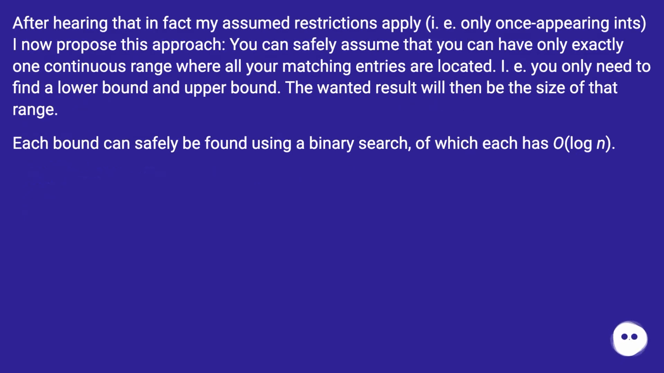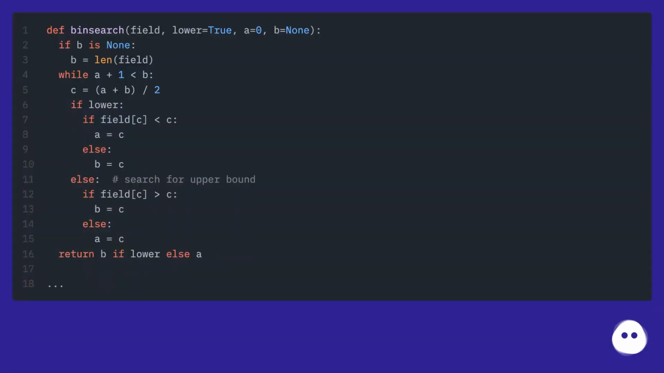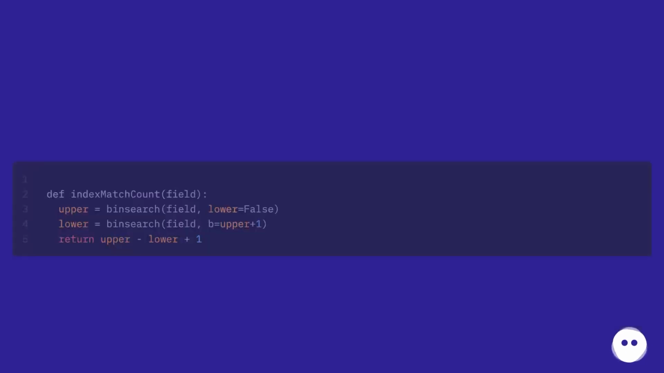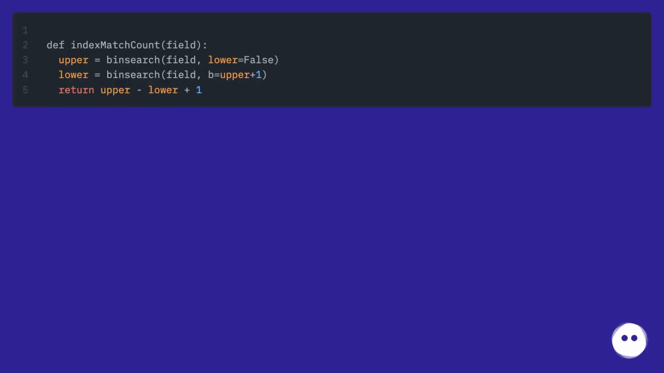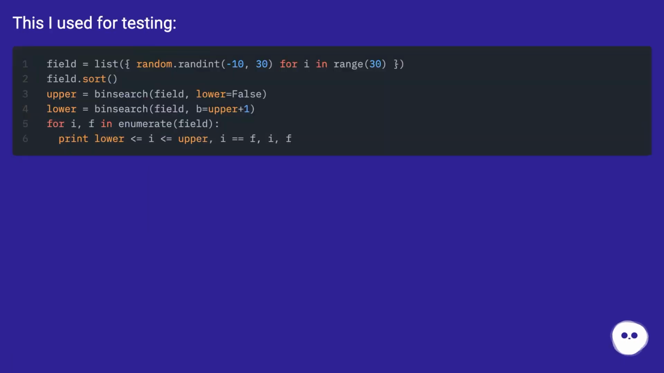After hearing that in fact my assumed restrictions apply, only once appearing ints, I now propose this approach. You can safely assume that you can have only exactly one continuous range where all your matching entries are located. You only need to find a lower bound and upper bound. The wanted result will then be the size of that range. Each bound can safely be found using a binary search, of which each has O(log n). This I used for testing.